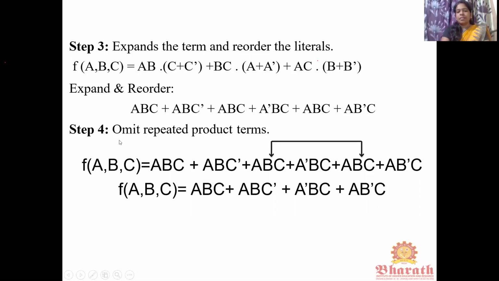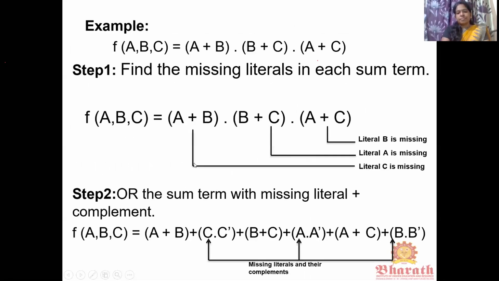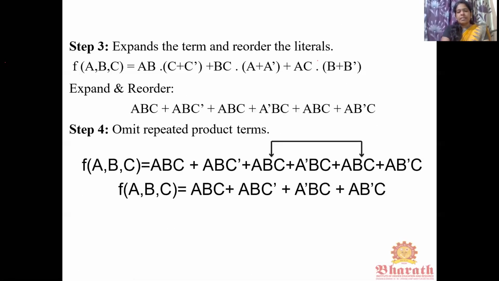Then fourth step is nothing but omit repeated product terms. Why we have to omit the repeated product term means we have the theorem A plus A equal to A. So we have to omit the repeated product term using the theorem. So see here A, B, C, plus A, B, C complement plus A, B, C. These are the terms we got in our step 3. A, B, C is repeated thrice.